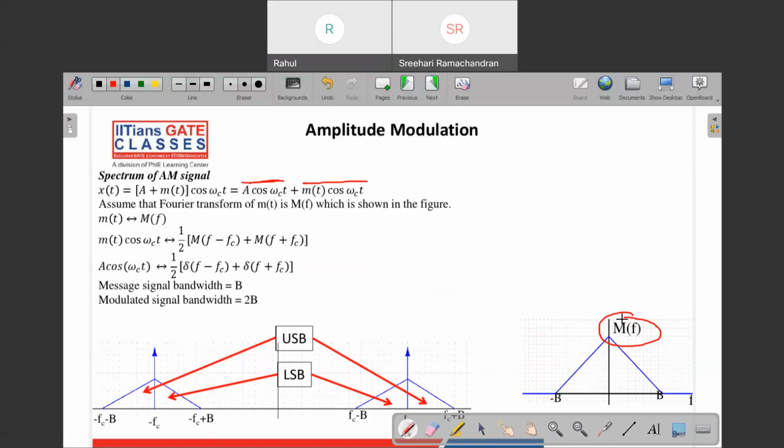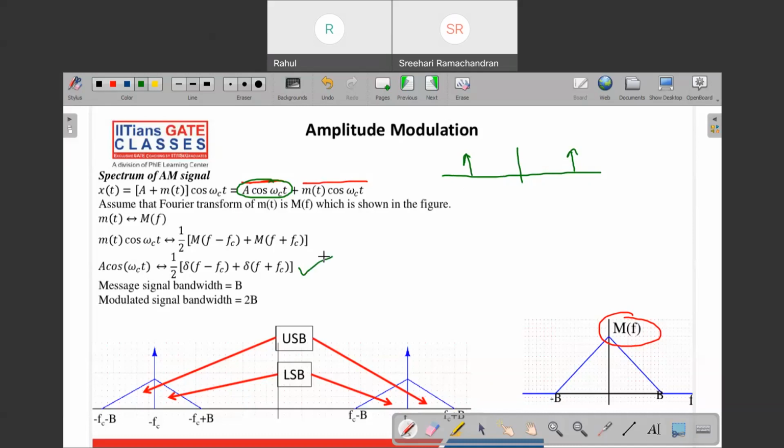And from there, we will try to find out what will be the spectrum of the modulated signal. Now, the first term that we have here is A cos omega ct. When we take the Fourier transform of this A cos omega ct, we know that the Fourier transform of cos omega ct will be two impulses, one located at minus fc or minus omega c, and the second one located at plus fc or plus omega c. Okay. So the Fourier transform of A cos omega ct will be two impulses.